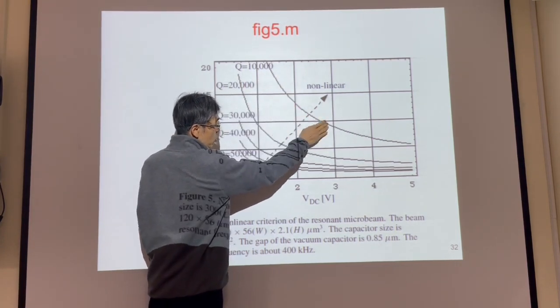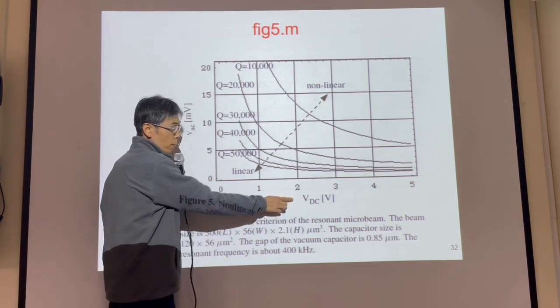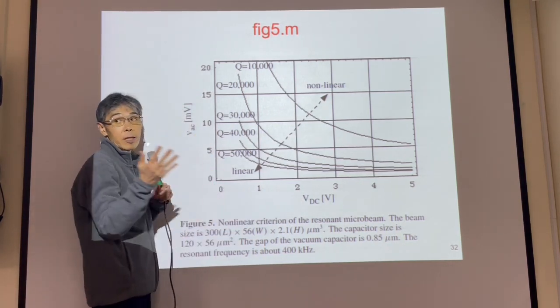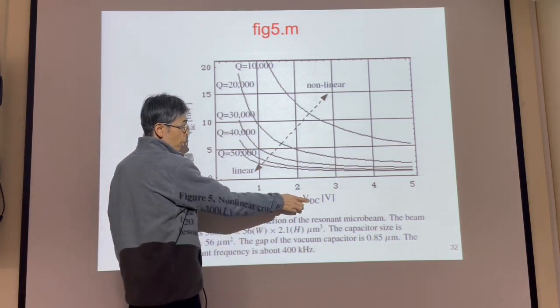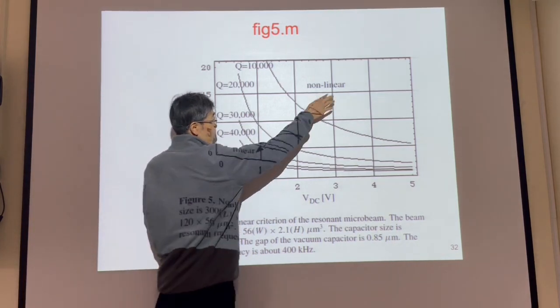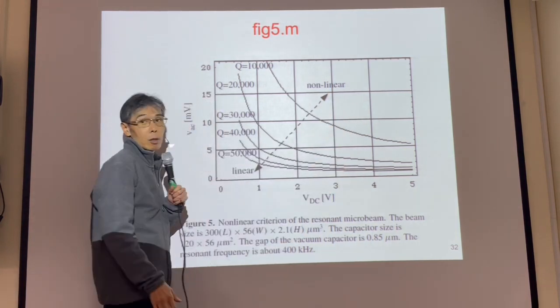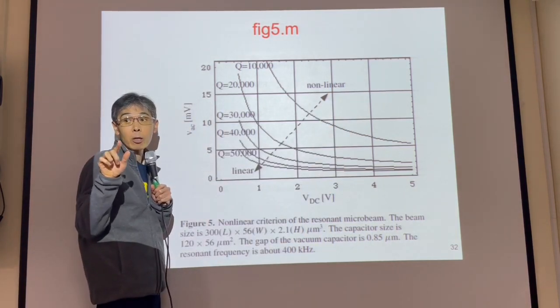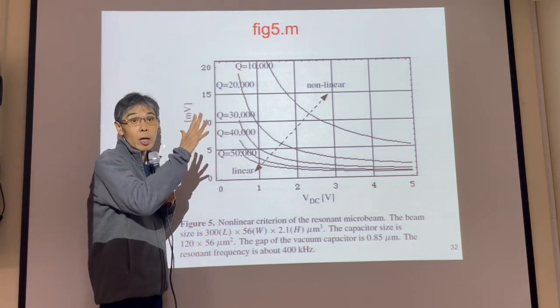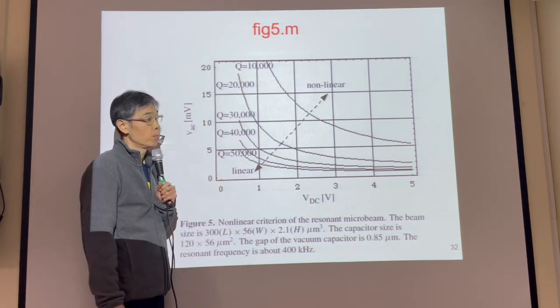Lower than this boundary, any combination of VDC, VAC, we have said is a small signal region. For any combination of VDC, VAC in this region, we reach the large signal area, the nonlinear region.